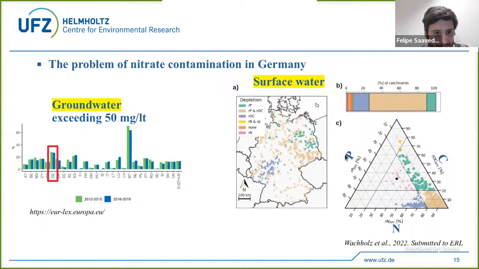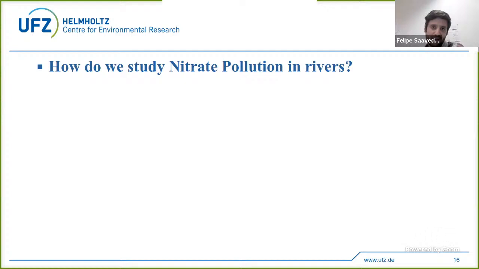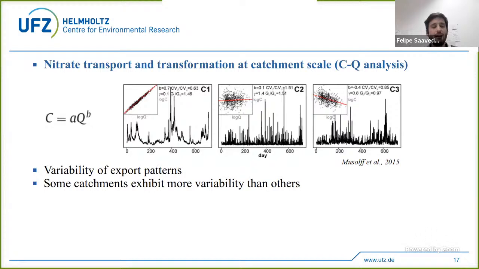So then, how do we study this nitrate pollution in rivers? And here we come with a method that is not so complex. Probably some of you have heard about this, the CQ analysis. So C, concentration, and Q, discharge or stream flow. In this example from this paper, Musolff 2015, there are three different catchments, where you see at the outlet of the catchment the time series of discharge, which are these lines here. But if you plot the discharge on the x-axis and the concentrations on the y-axis, you can have this behavior. For example, this behavior is called enrichment or positive relationship between discharge and concentrations, meaning that with more discharge, we will be transporting more and more nitrate. Like if we would have an infinite pool of nitrate in the soil.